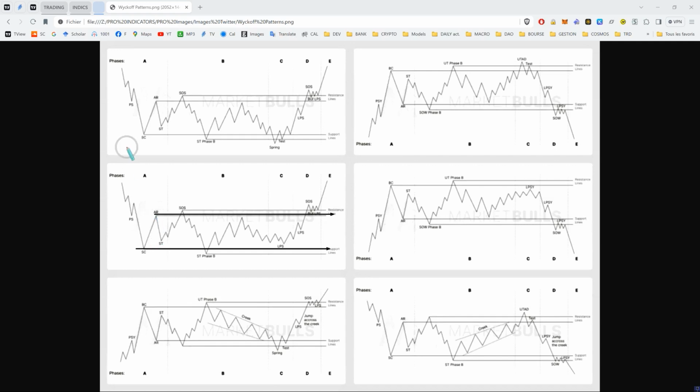The thing that comes out of it in phase A is that there's a secondary test, which is mandatory. There's no way it doesn't happen, all right? That means after the automatic rally, the market reverses one more time and goes right back, not testing the selling climax, but getting close to it. There's a secondary reaction, secondary test, and this closes phase A.